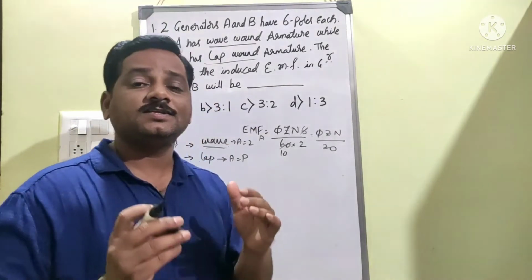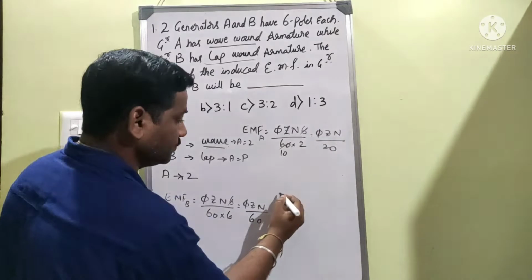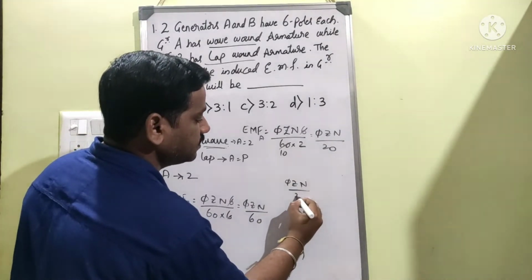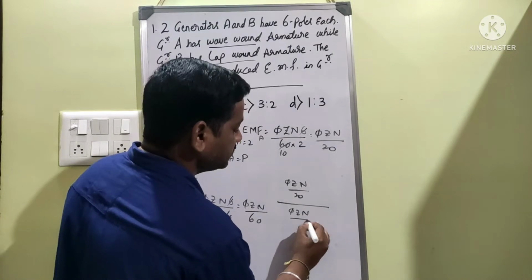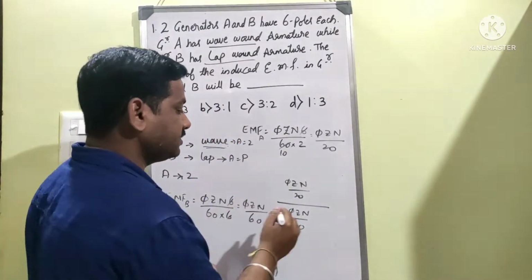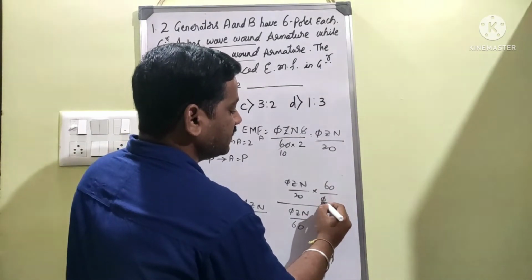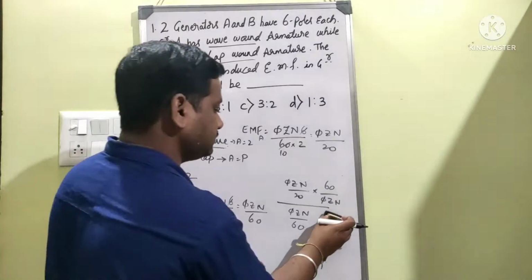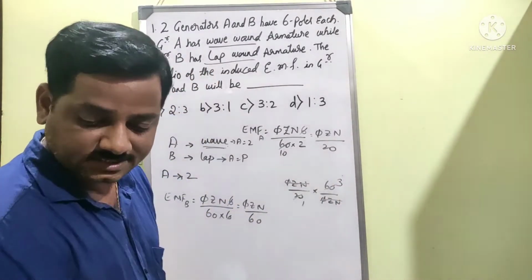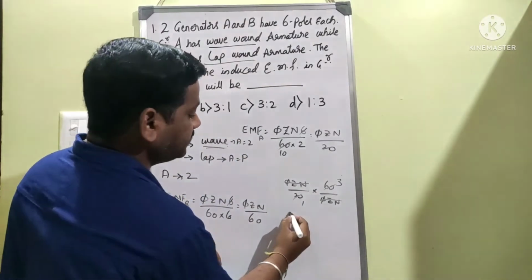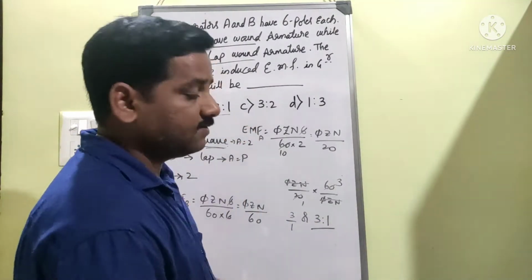Now they are asking you to find a ratio of A and B. So take a ratio of these two. EMF induced in A is phi ZN by 20, so I will take it as phi ZN by 20 whole divided by EMF induced in B, that is phi ZN by 60. Here, if I take it to the numerator side, this can be rewritten like this: phi ZN by 20 into 60 by phi ZN. I am just simplifying it. So now this portion will get cancelled. And 20 times 3 is 60. So we got the ratio of EMF induced in A and B as 3 by 1, or 3:1. So option B will be the answer for this question.